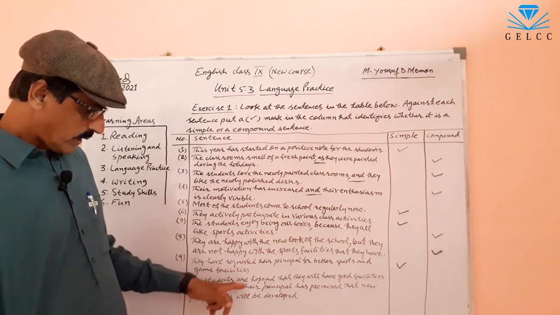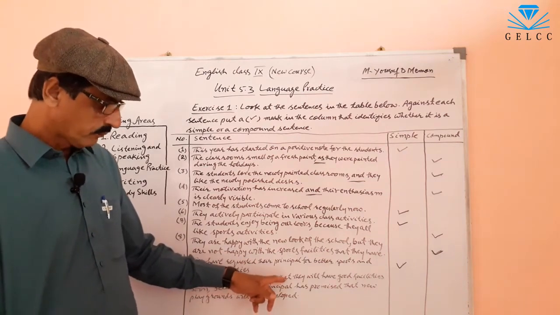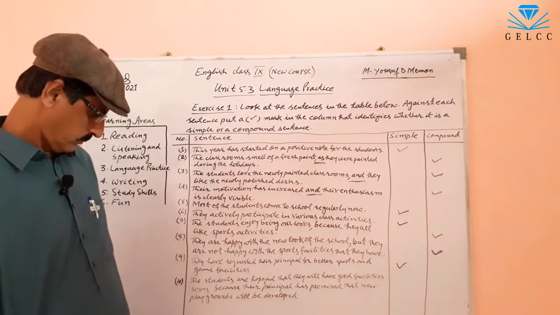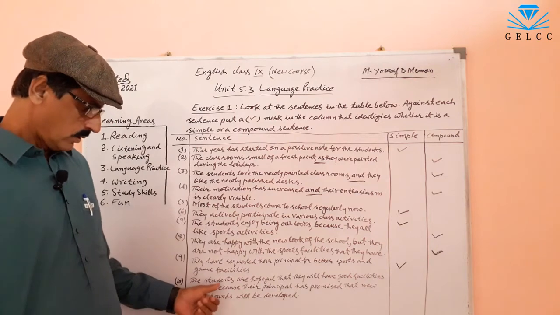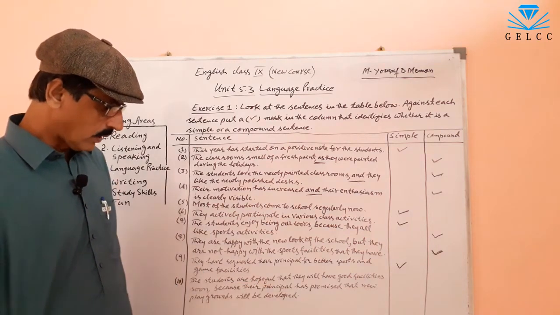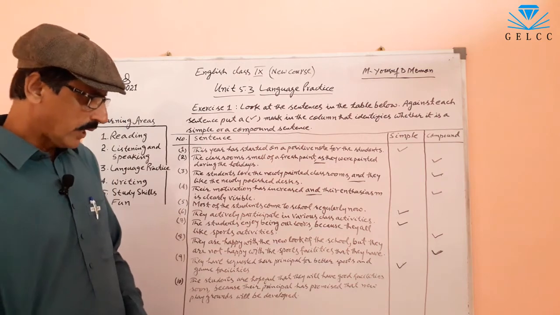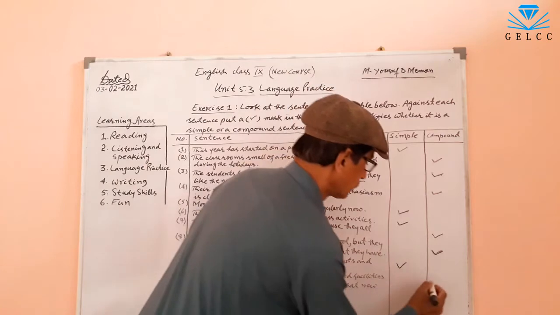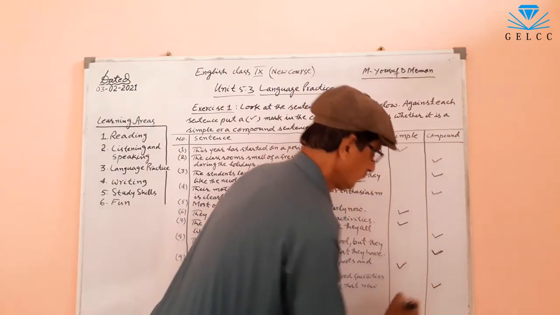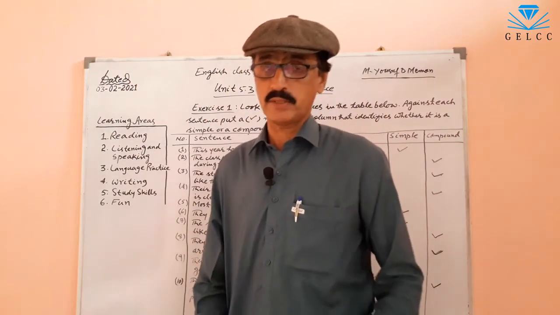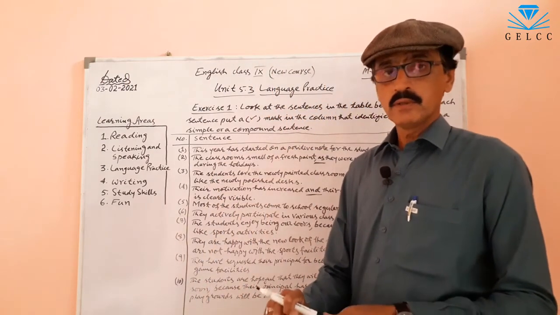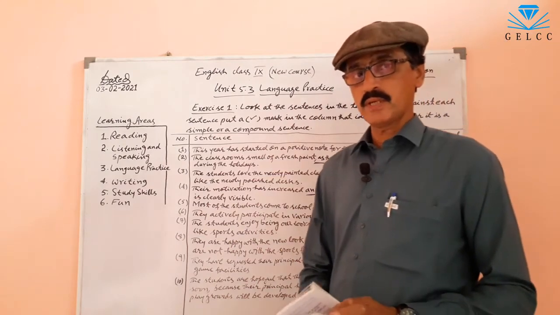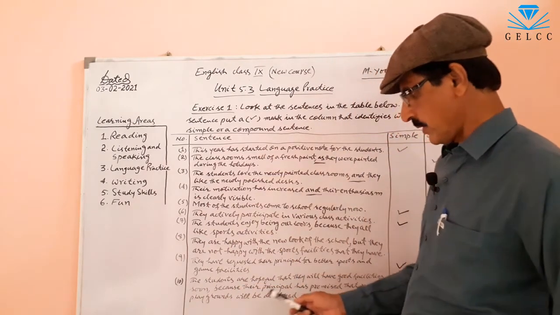Number 10, the students are hopeful that they will have good facilities soon, comma, because their principal has promised that new playgrounds will be developed. This is a compound sentence. But this compound sentence is joined by 2 complex sentences. Not 2 simple sentences, but 2 complex sentences.